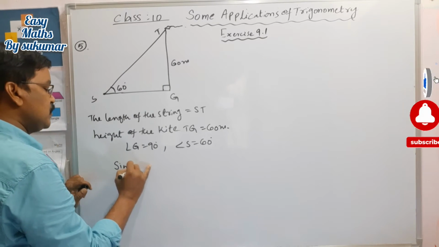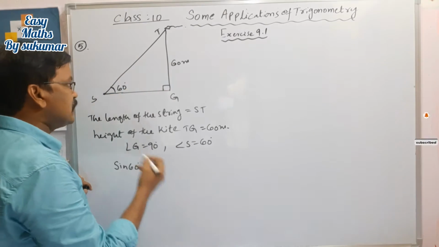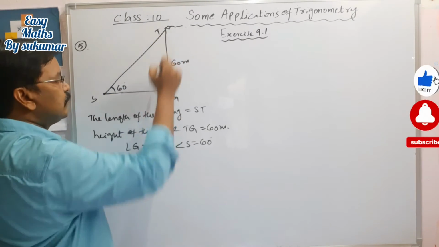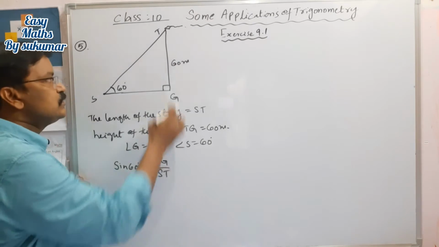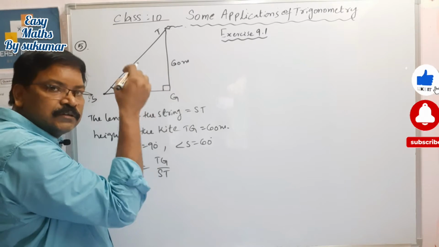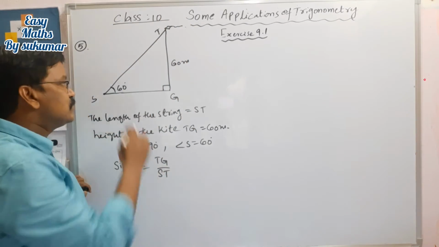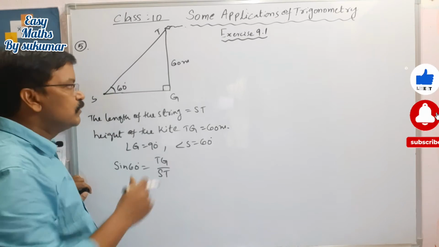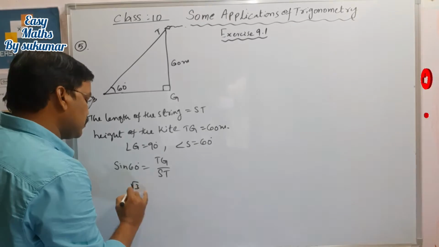Sine 60. Opposite side by hypotenuse is sine only, no? So sine 60 means TG by ST. TG is the height of this kite, and ST means the length of the string. So opposite side by hypotenuse. So sine 60 is root 3 by 2.